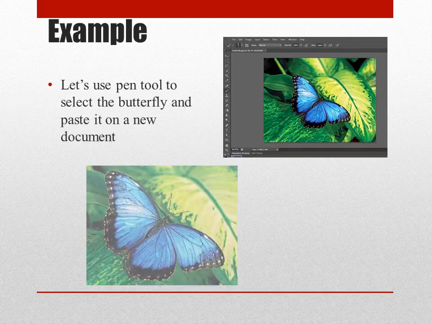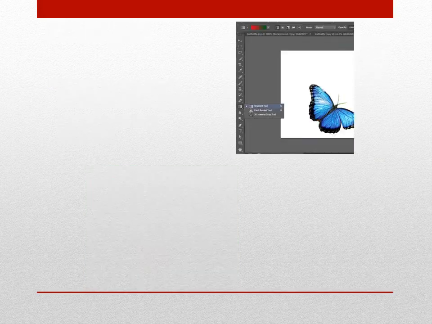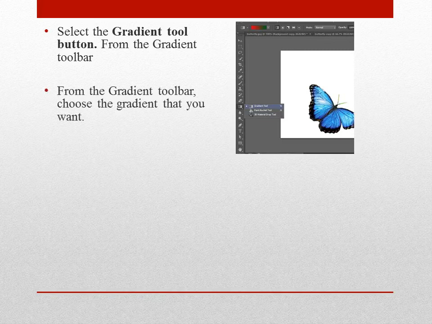Once we choose the butterfly, we need to paste it on a new document and then select the gradient tool button from the toolbar. After that, from the gradient toolbar, choose the gradient that you want. So there are different strokes there.